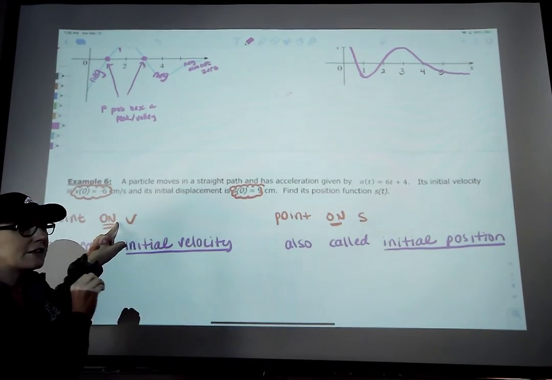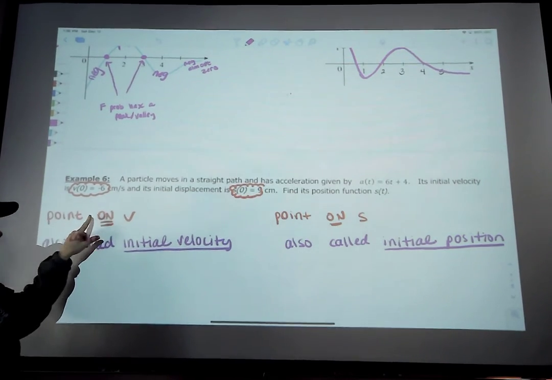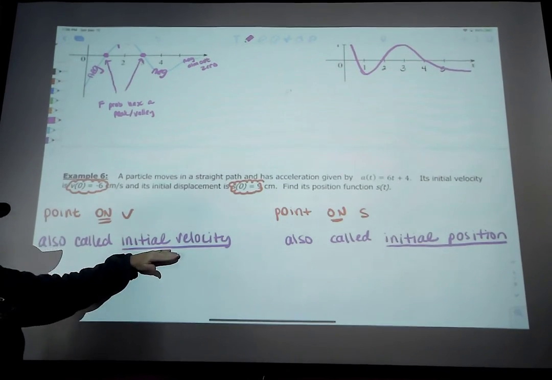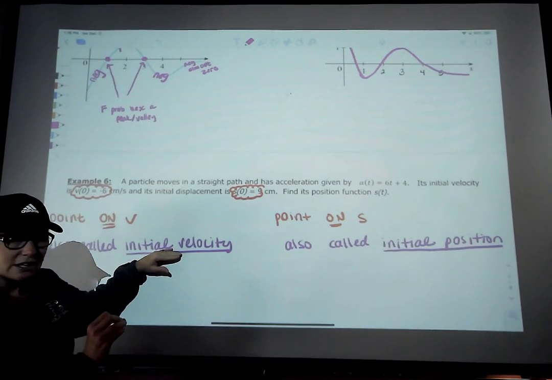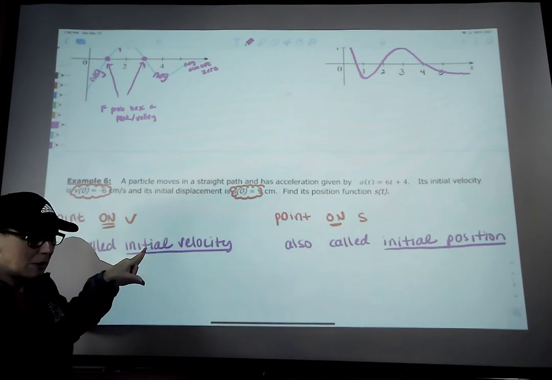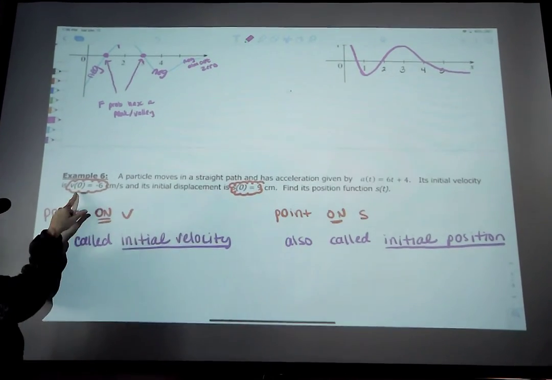It's a point on the function v: (0, -6). Note that it's also called its initial velocity. Initial means at time 0. When we start this experiment, it's the initial velocity at time 0.